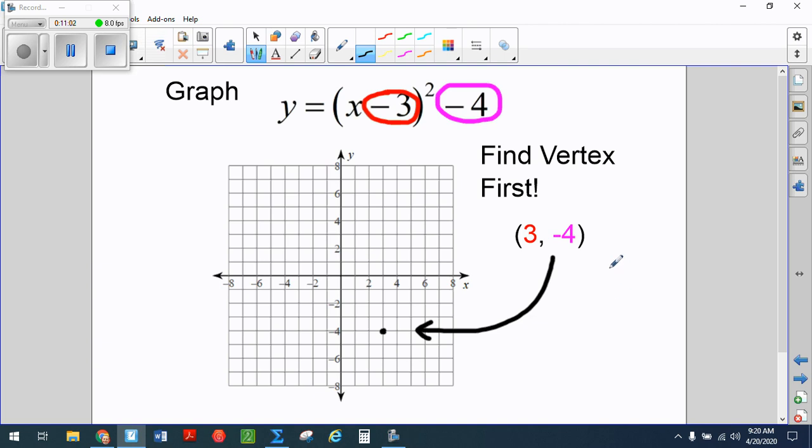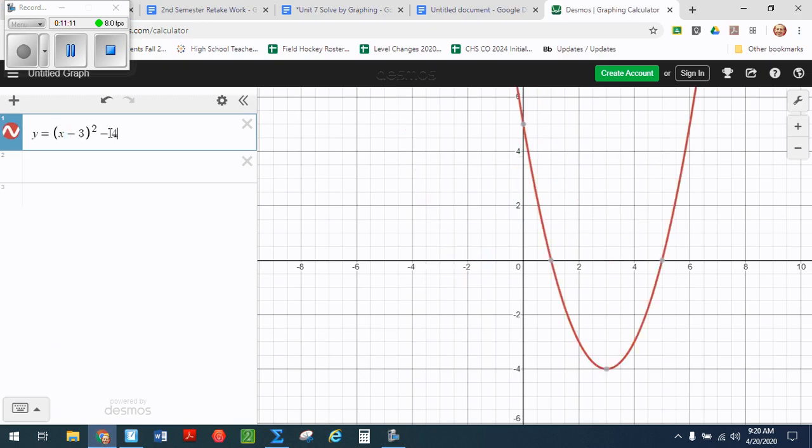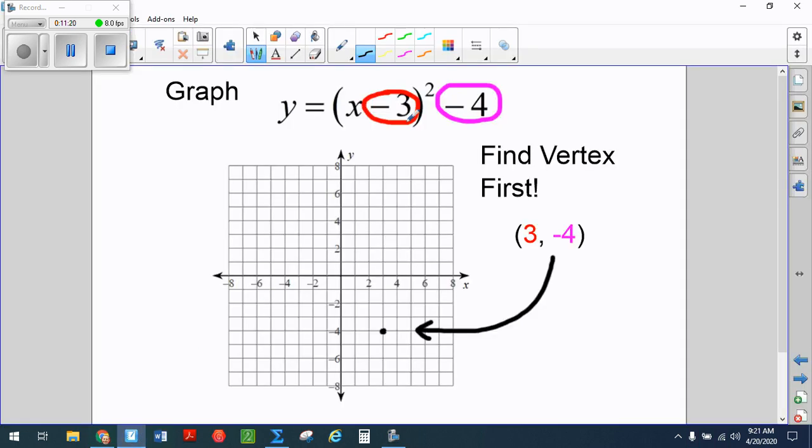3, negative 4. And if I graph this, I'm going to go to my Desmos and graph this: x minus 3 squared minus 4. Notice their vertex is at the point 3, negative 4. So that's where ours is, 3, negative 4. We went 3 to the right and 4 down.